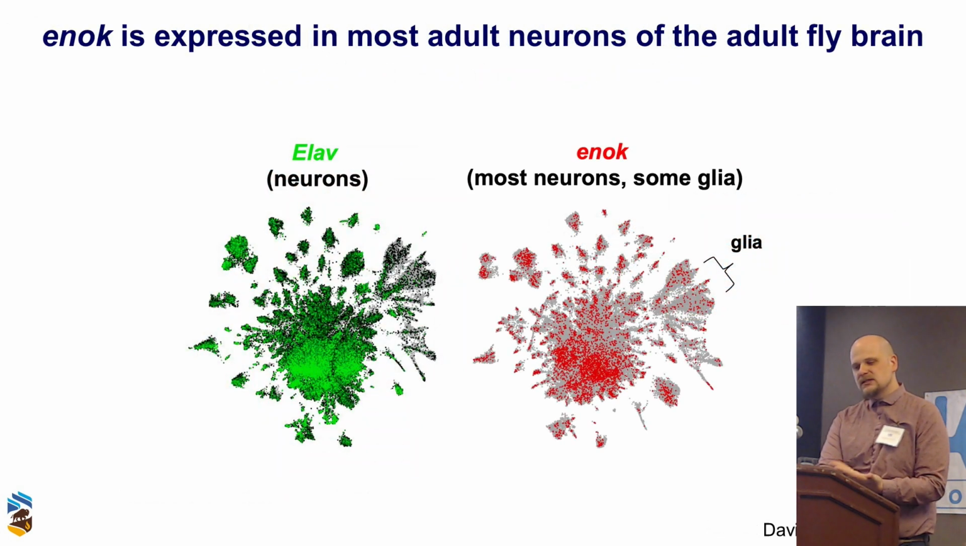And single cell sequencing databases show that it's expressed in the adult brain and in a lot of neurons. So this green here is just showing you clusters of cells from the fly brain, and these are all neurons. And these two drumsticks over here are the supporting glia. ENOC is expressed in many of the neurons and some of the glia, but it's mostly enriched in neurons.